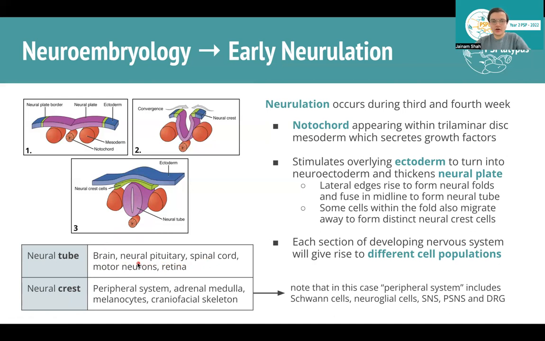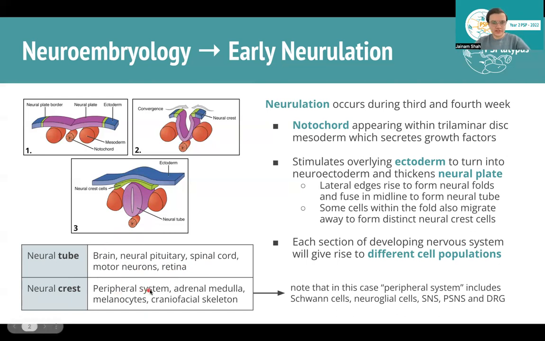Remember that the other part is hormonal, which is the anterior pituitary. You've also got the motor neurons, and then you've also got the retina. So I guess you could call them the main characters in the CNS, all coming from the neural tube, and it kind of makes sense because it's the central tube. The neural crest gives rise to mostly everything else.